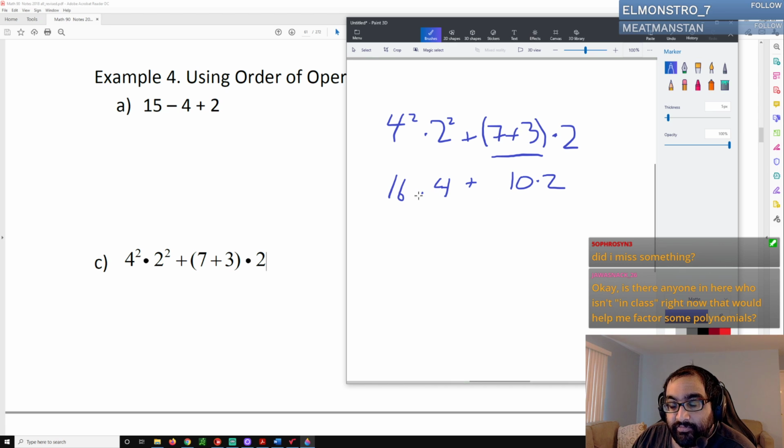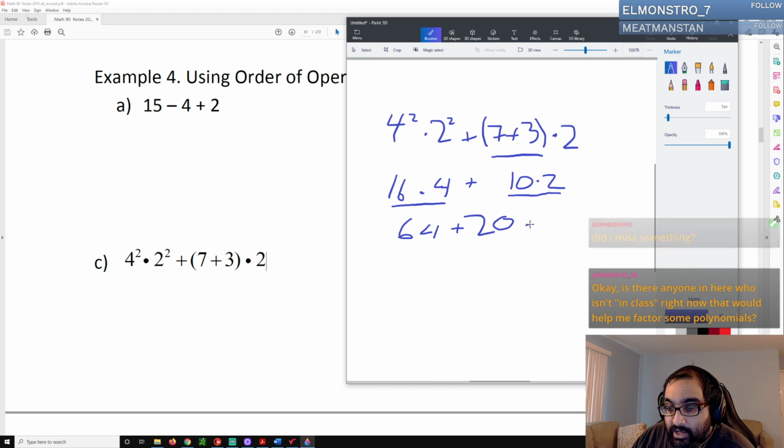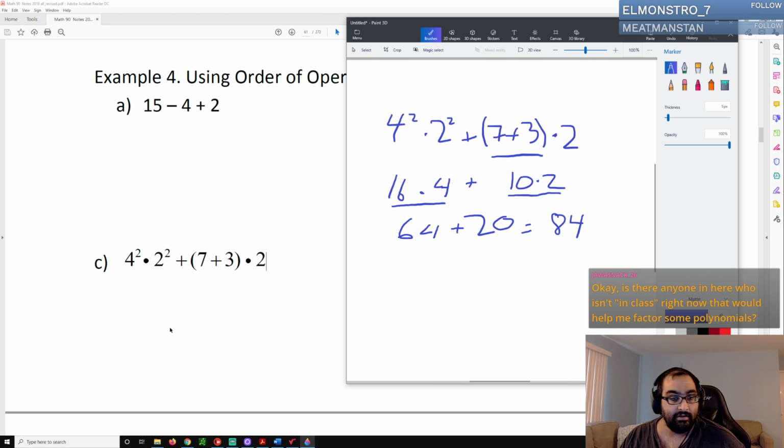So the next thing is that we're going to multiply each side here. We're going to do 16 times 4. 16 times 4 is 64. And we're also going to do the 10 times 2. Remember, these are separated out by this plus sign here in the middle. So here we get 20. And as correctly stated, our final answer is going to be 84.